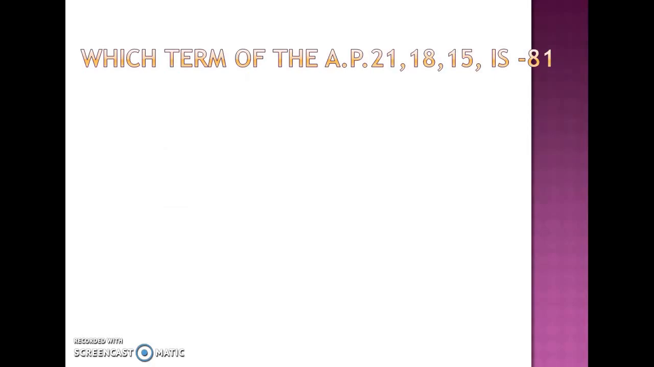Let us see one more question. Which term of the AP 21, 18, 15 is minus 81? Already they have given the sequence. The first term is 21 and we have to find the common difference by using the formula A2 minus A1 or A3 minus A2, that is 18 minus 21 or 15 minus 18, you will get minus 3.